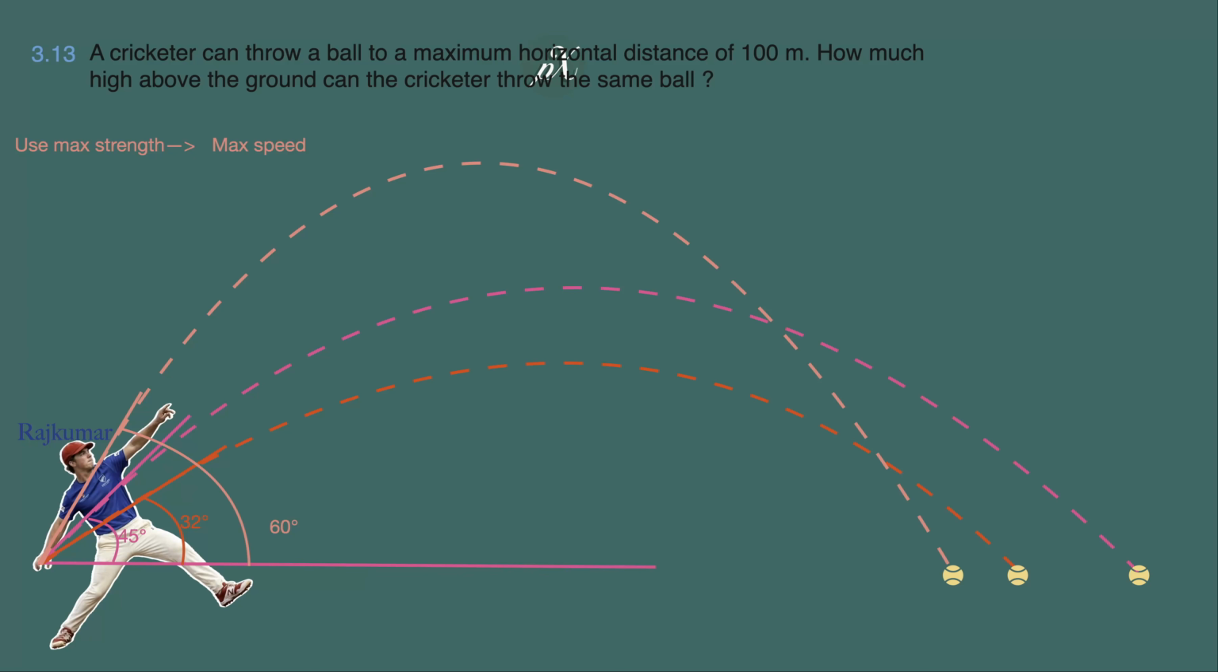So, what did we observe? Among all these three cases, the ball travels the maximum horizontal distance when it is thrown at an angle of 45 degrees. This is one of the most important results of projectile motion. When the initial speed remains constant, the horizontal range is maximum at 45 degrees. Please remember this concept.